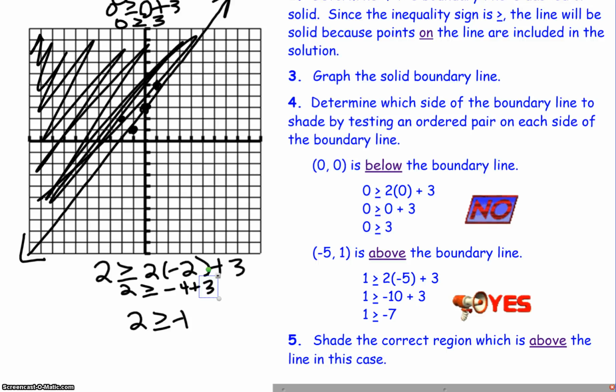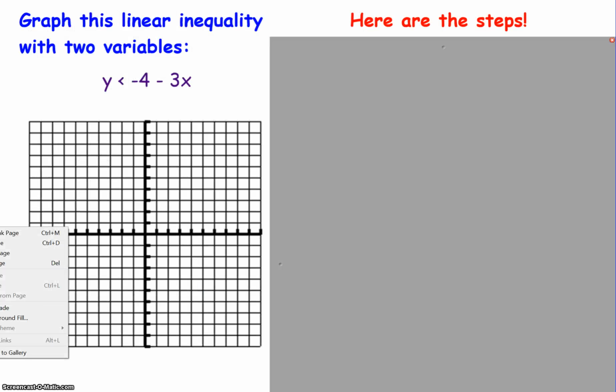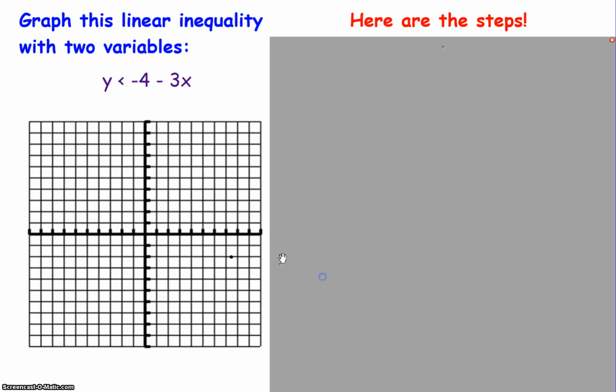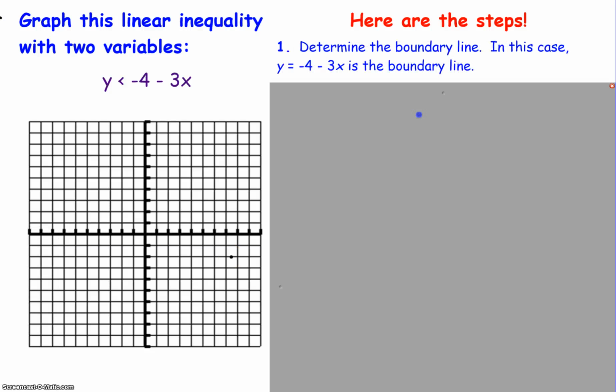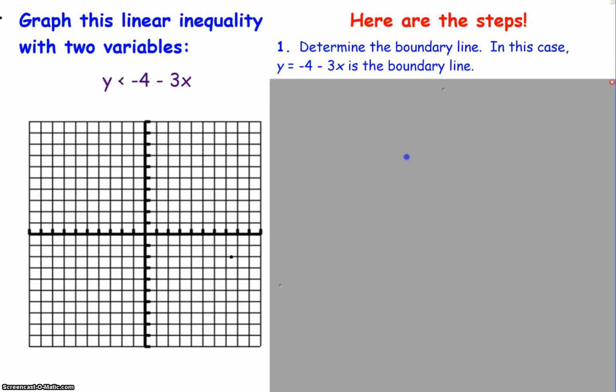So that's just showing you how you shade inequalities. Well, let's practice one more. Graph this linear inequality with two variables. So first step, determine the boundary line. All we're doing is changing that to an equal sign.